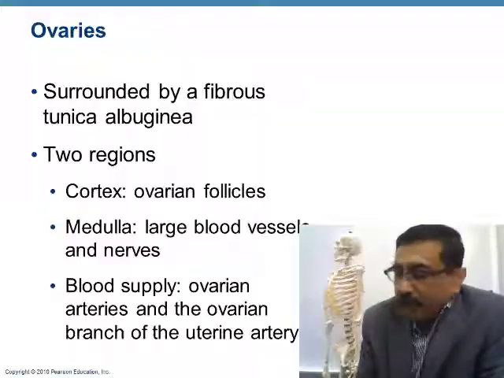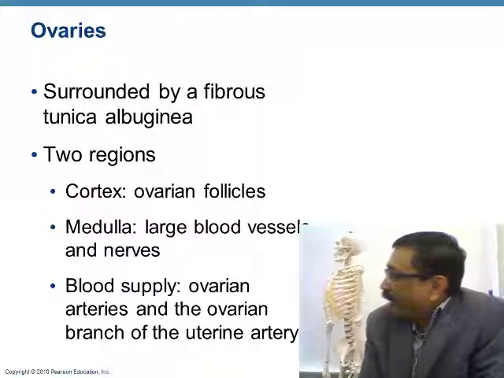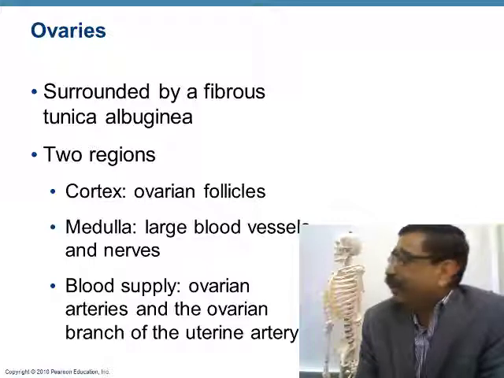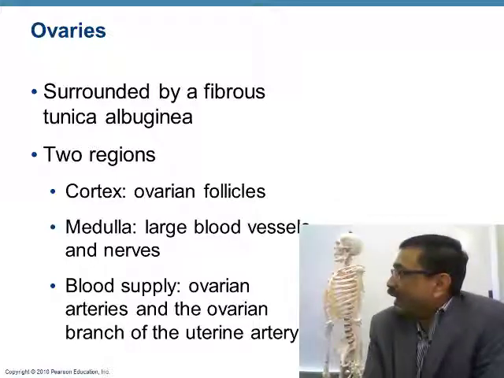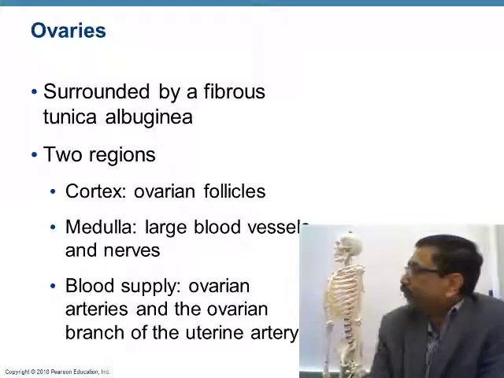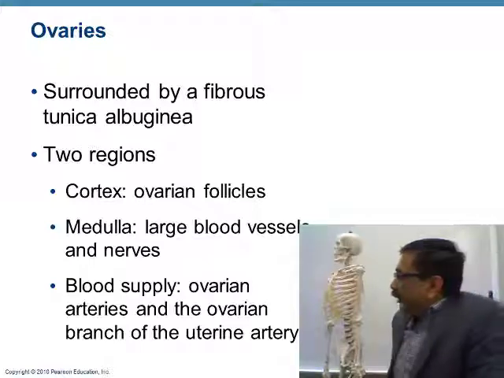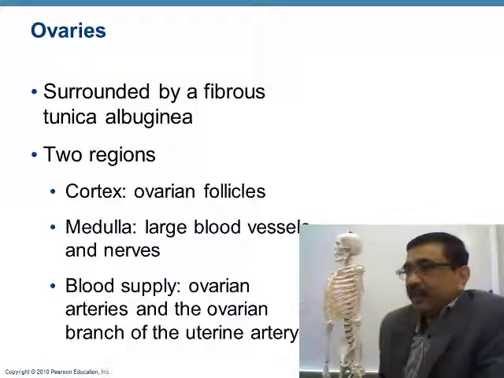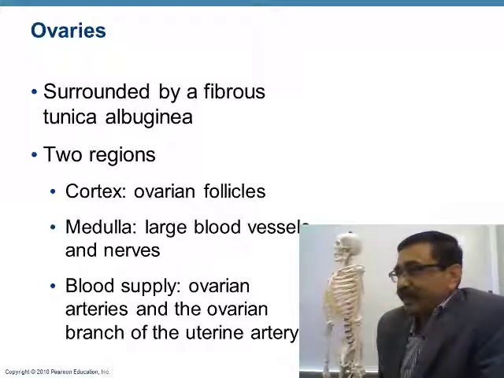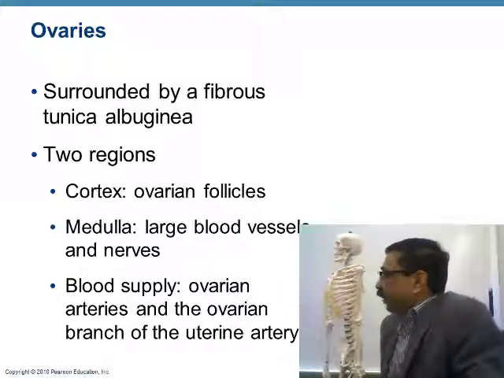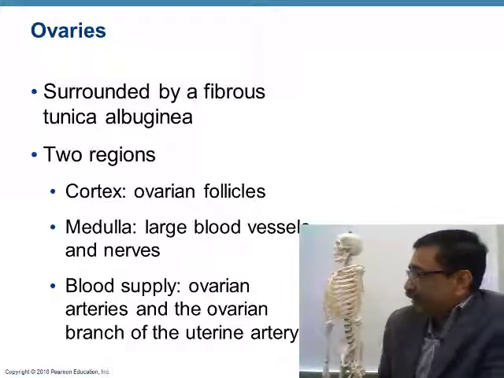We'll talk about the ovaries, the primary reproductive organs. Ovaries are surrounded by a fibrous membrane that is called Tunica Albuginea. And Tunica Albuginea is also present in the testis. You have seen that when we talked about the testis. So it is a covering.